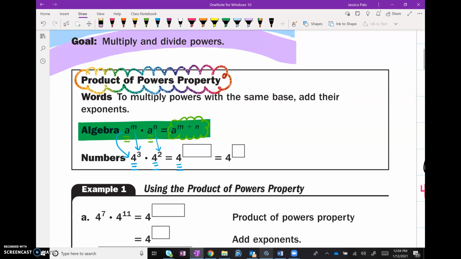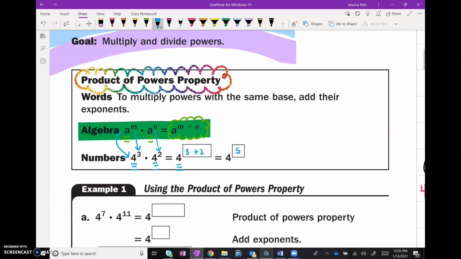In the first example, we added the powers together. So we're keeping the same base, we're just adding the powers together. So we have 4 to the 3 plus 2 power. What's 3 plus 2? 5. Thank you. So we would have 4 to the 5th power.